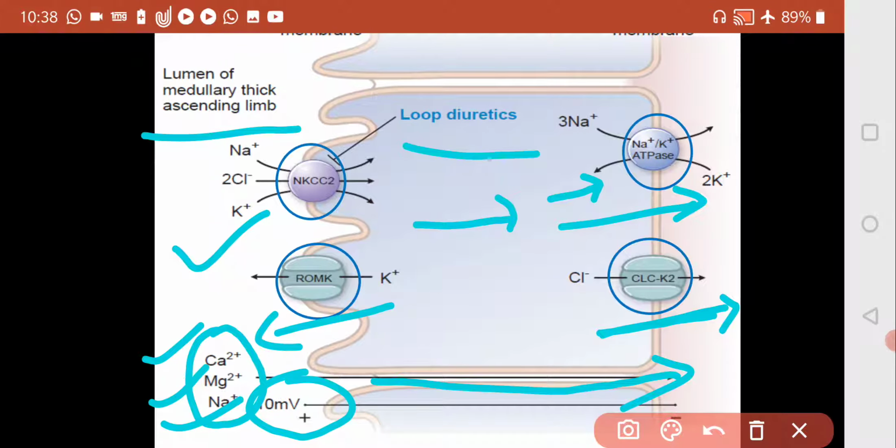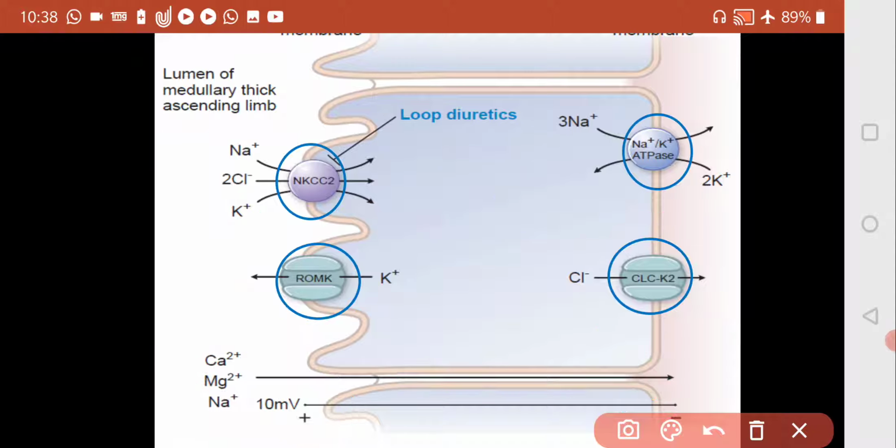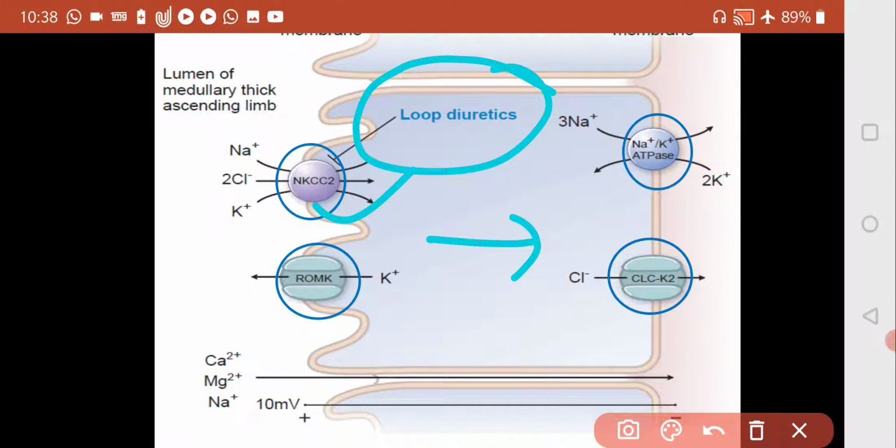So ultimately it is absorbed by this mechanism, but if we give a loop diuretic, it inhibits this. So sodium and potassium do not go inside our body, and there is also excretion of calcium and magnesium. Try to remember how these loop diuretics work.